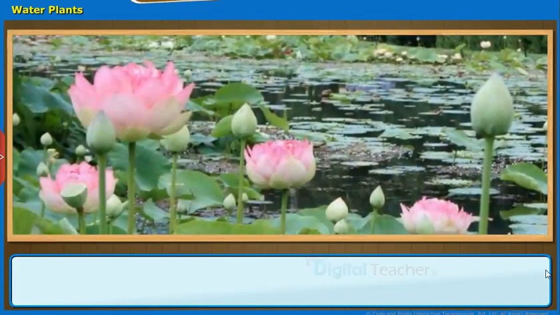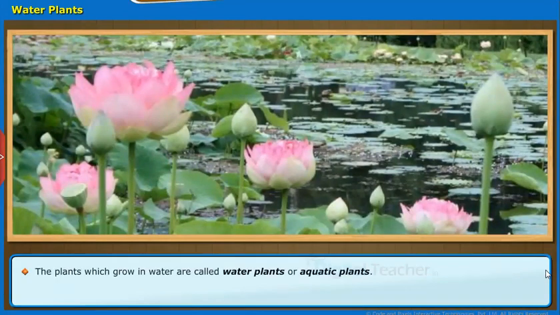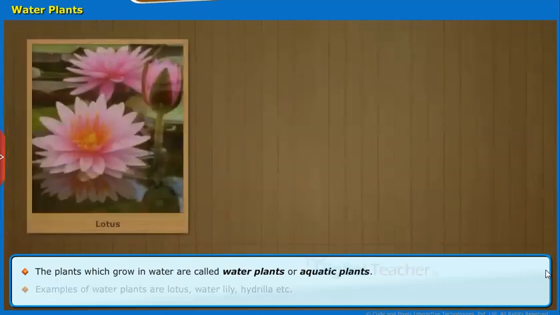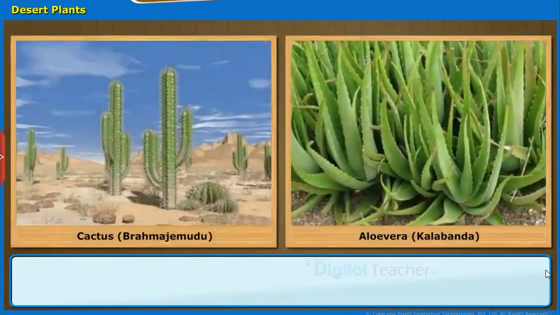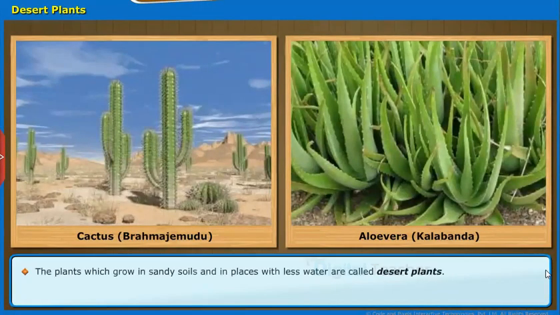Let us know what water plants are. The plants which grow in water are called water plants or aquatic plants. Examples of water plants are lotus, water lily, hydrilla, etc. Let us study about desert plants. The plants which grow in sandy soils and in places with less water are called desert plants. Examples of desert plants are cactus, aloe vera, etc.